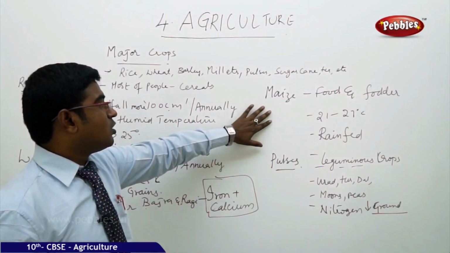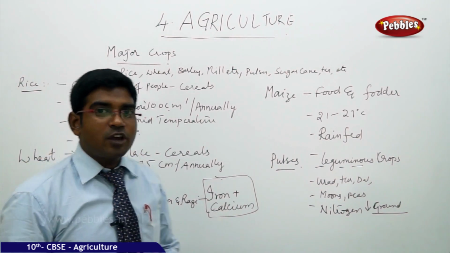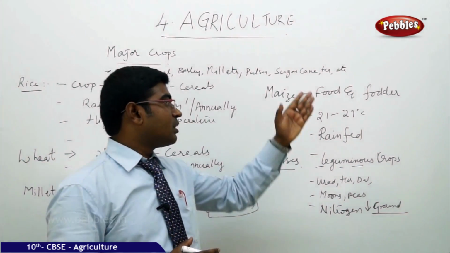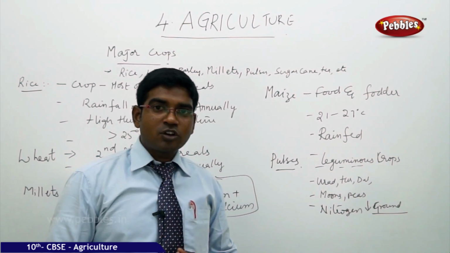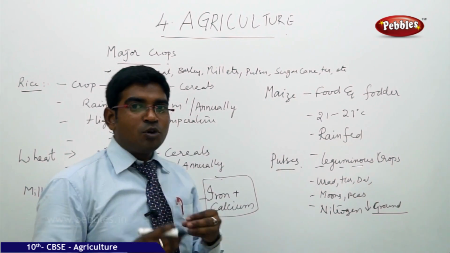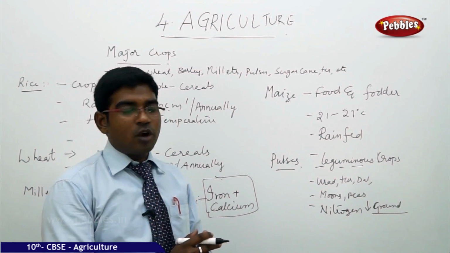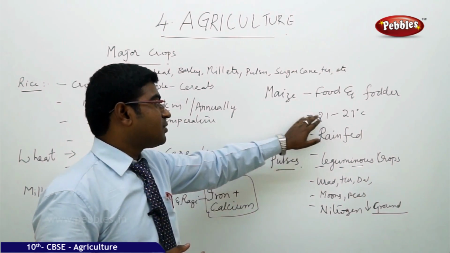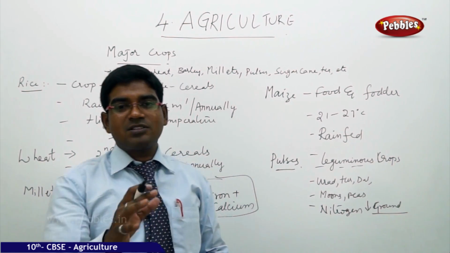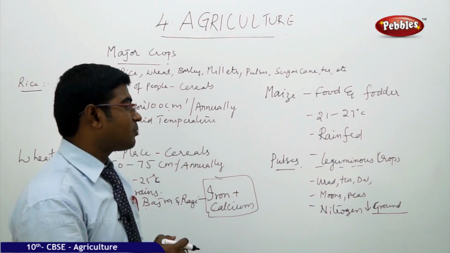And now moving on to the maize. Maize is the only crop in India which is considered as a food as well as a fodder crop. It is mostly rain fed, it doesn't require much water, and temperatures from 21 to 27 degrees are an average temperature in the entire Indian subcontinent.